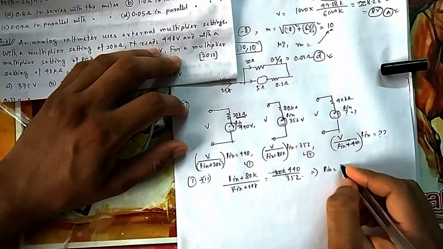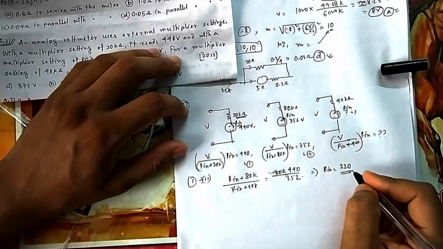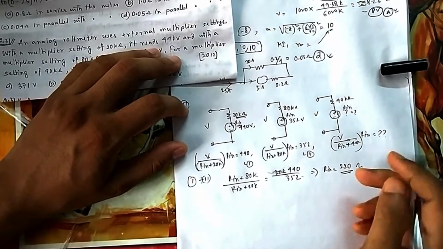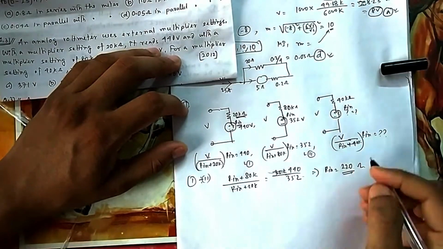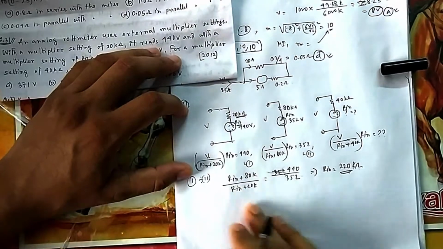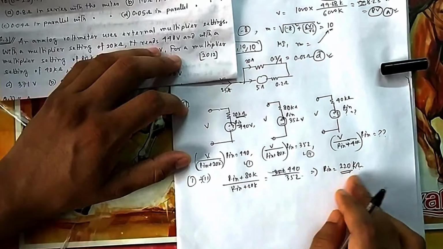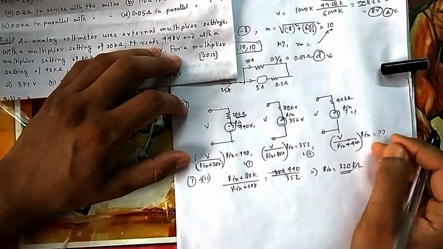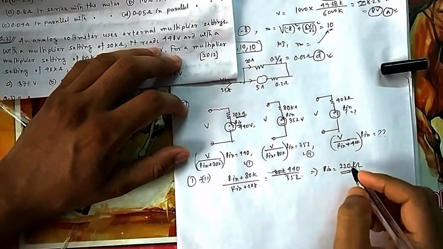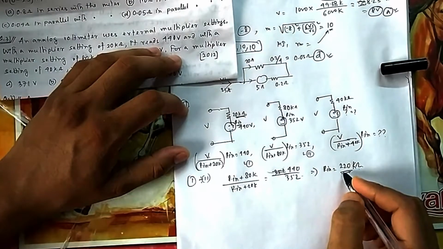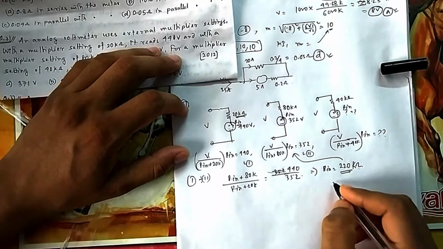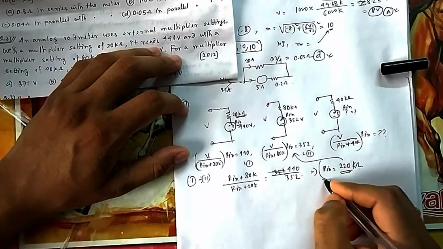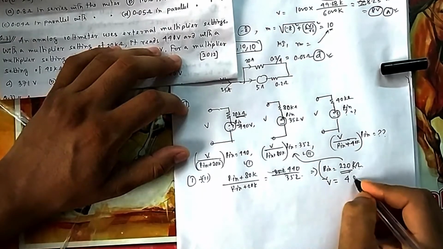If you solve it, you will get 220. So if you get internal resistance equal to 220, because everything is in kilo, you will get 220 kilo ohm. Once you know 220 kilo, you can put it in any of the equations. Suppose I put it in equation 2, then you will get V. If you do it, you will find V is equal to 480.